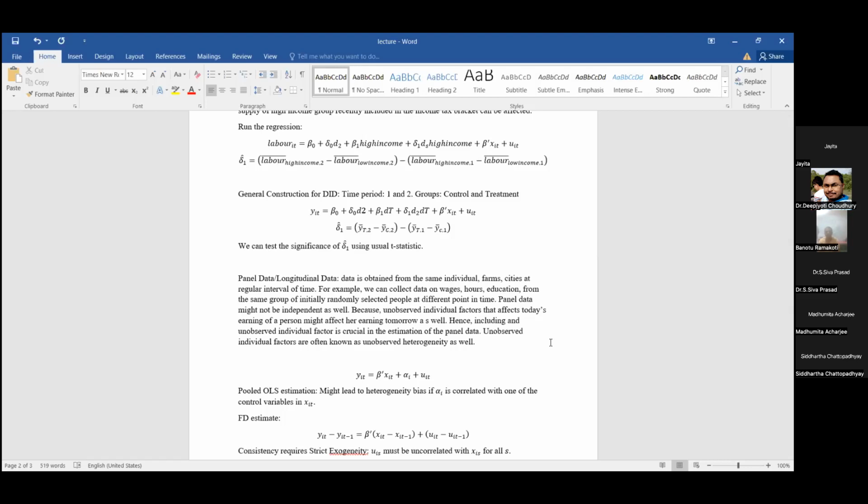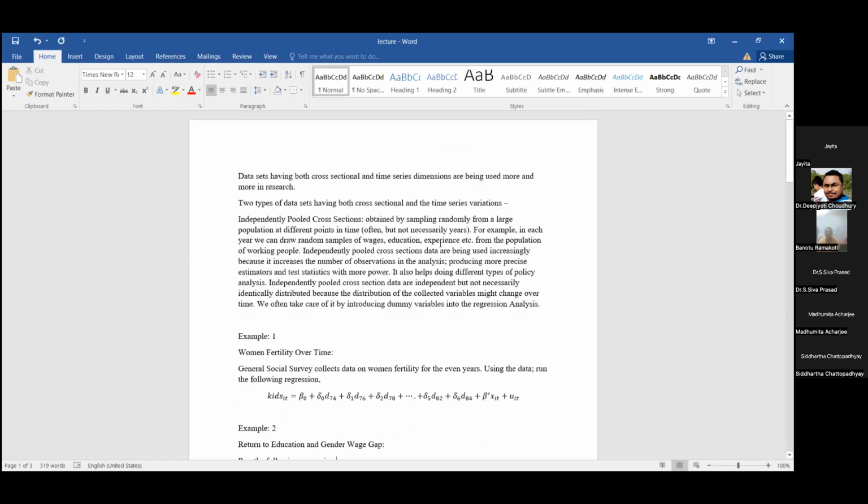So in the first year, that group is randomly selected. But in the second year, third year, fourth year, and so on, you collect the identical data from the same population only. That is your panel. And this is exactly where it is different over here. You collect data over here, but not from the same population: independently pooled cross section.